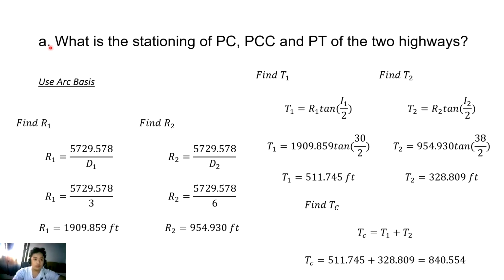So, for the first question, what is the stationing of PC, PCC, and PT of the two highways? So, since highway yan, gagamit tayo ng arc basis. So, para makuha natin yung radius 1, or yung R1, we're going to use the formula 5,729.578 over D1. So, kaya nakuha natin to, tintimes lang natin sa 5 yung 1,145.